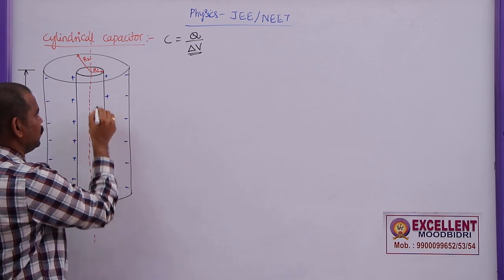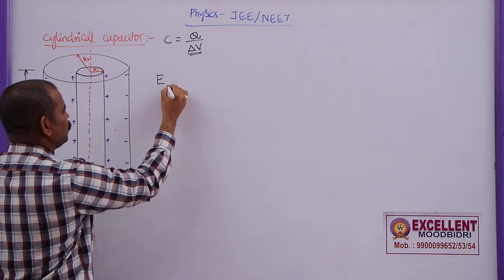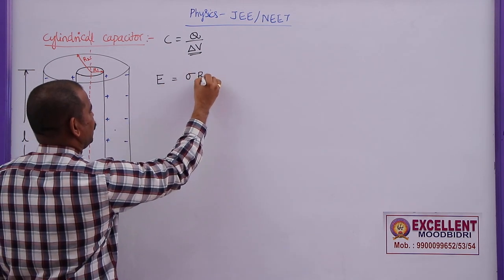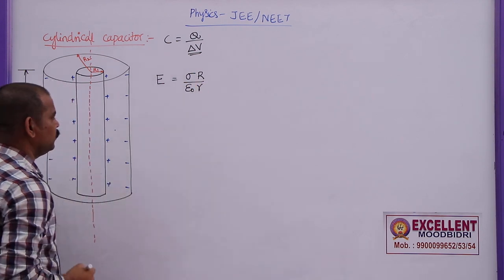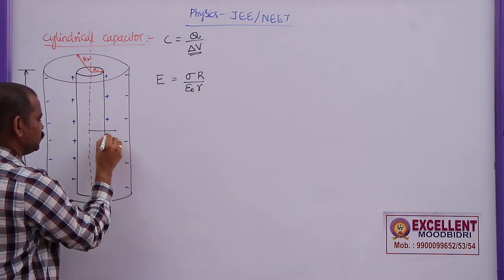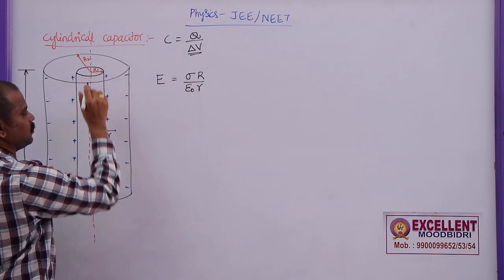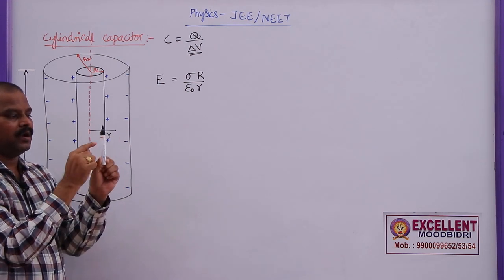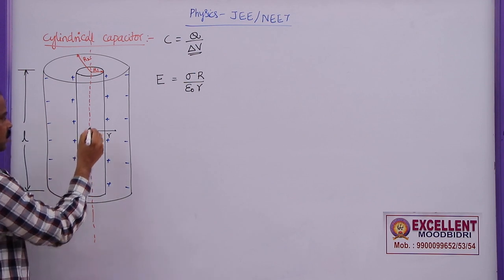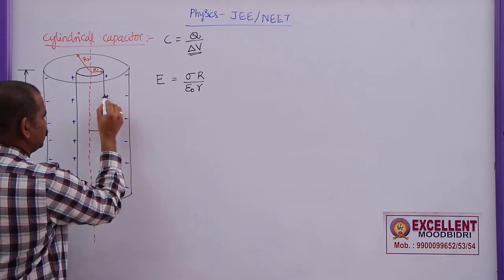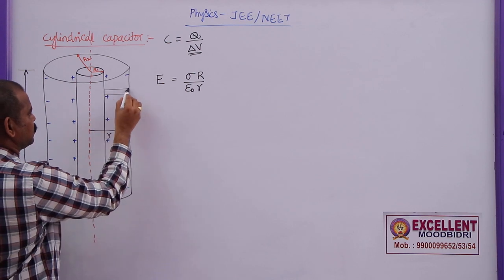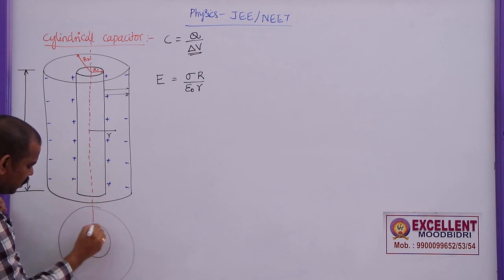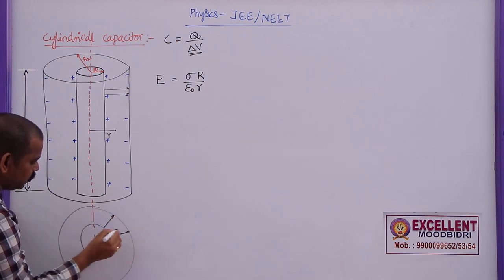Here we know that the electric field due to a cylindrical body is given by sigma R by epsilon naught r, where small r is the distance from the center, and capital R is the radius of that particular given cylinder. Here, if it is a cylinder, the field will be radially outwards in all directions, and these lines which are emanating from this positive charge will terminate on the negative charge. So, from the top, if you see this diagram, let me draw this one. From the top, here the field is radially outwards.